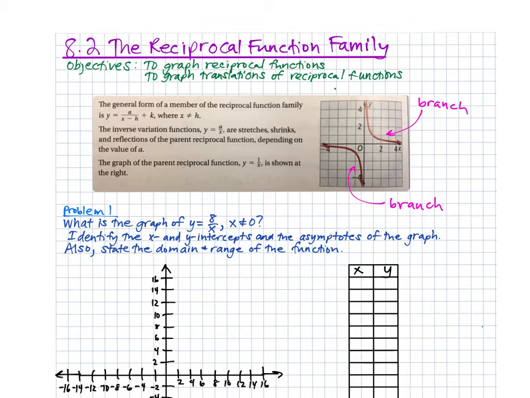Okay, this is the video lesson for Algebra 2 8.1, the reciprocal function family. So in this lesson, we're going to learn to graph reciprocal functions and graph translations of reciprocal functions.